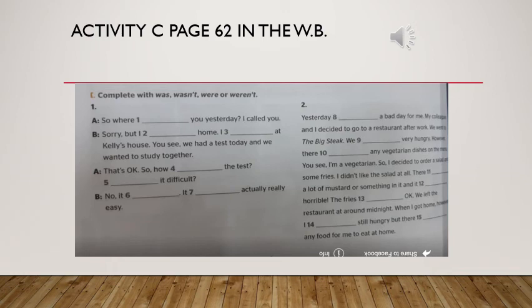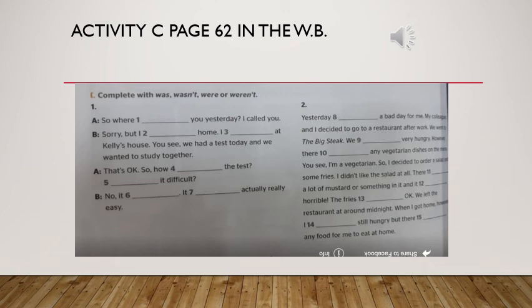You see, I am a vegetarian, so I decided to order a salad and some fries. I didn't like the salad at all. Okay, there was a lot of mustard. So because mustard is an uncountable noun, we will use was. Remember, with uncountable nouns, we use was. So there was a lot of mustard or something in it and it was horrible. With it, we use was. The fries were horrible. The fries are plural, so you will use were.